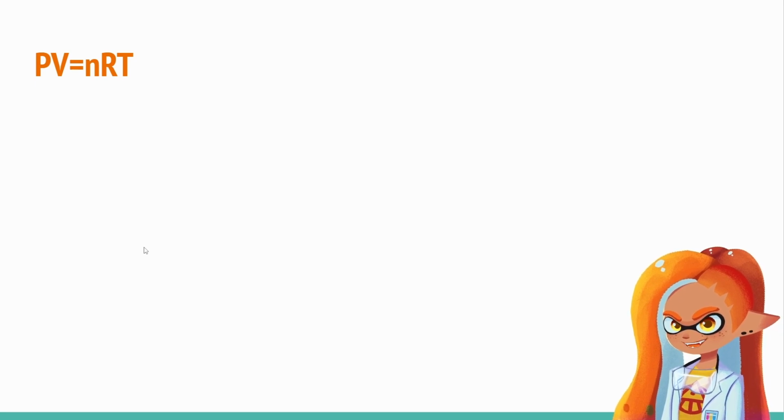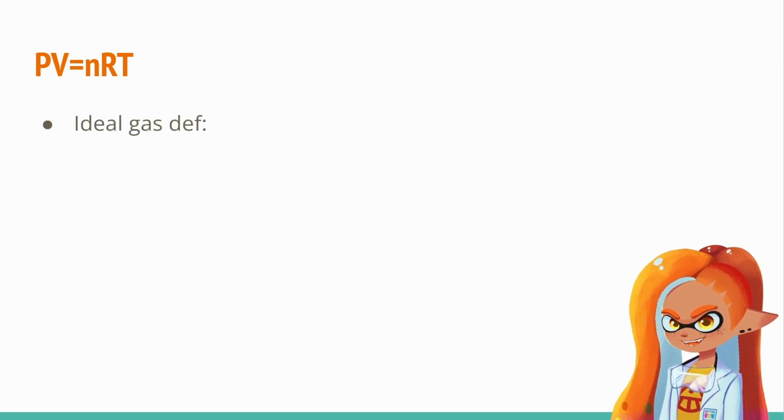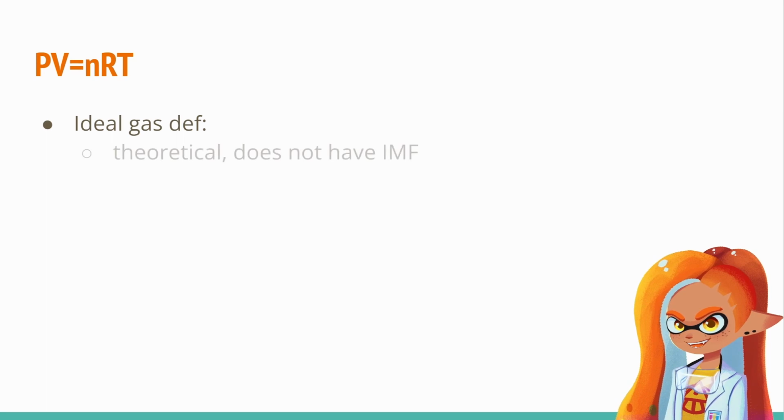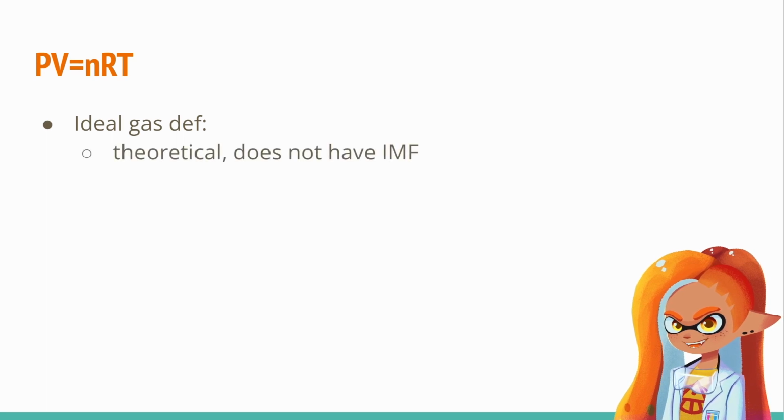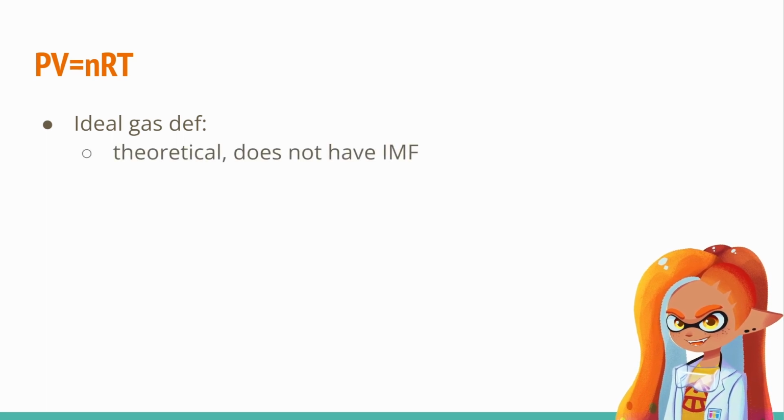With PV=nRT, we have ideal gases. Let's go over what an ideal gas is. An ideal gas is a theoretical concept. It is not real at all, because nature is a lot more complicated.